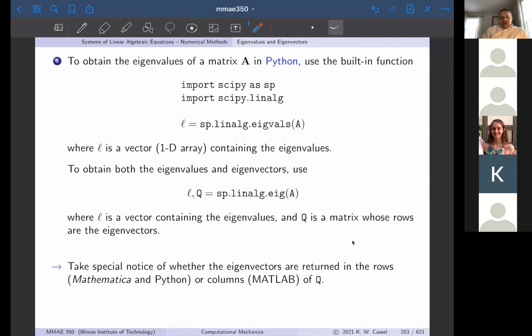So you need to be very careful and take special notice of whatever system you're using, whether it's MATLAB or Mathematica: do the eigenvectors come back in the columns or the rows of Q? It doesn't matter mathematically, but you need to know. If I'm going to extract out U1 or U2 or U3, I need to know, am I taking the first column or the first row? Why we can't all agree to just do the same thing, it's kind of annoying, but that's just the way it is.